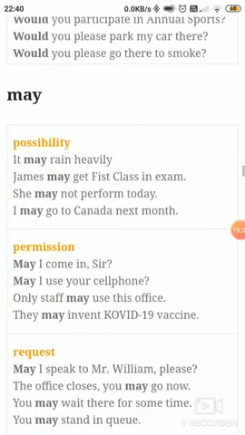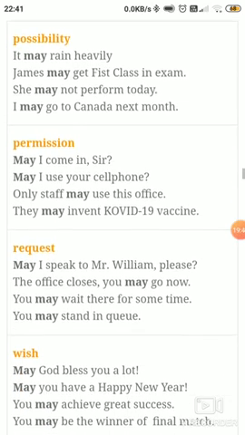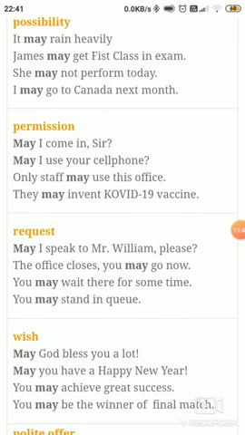Now, may, children. It shows possibility, permission, request, wish, and polite offers. Now let's take a look at the sentences of possibility under the category of may as a modal auxiliary. It may rain heavily. James may get first class in exams.